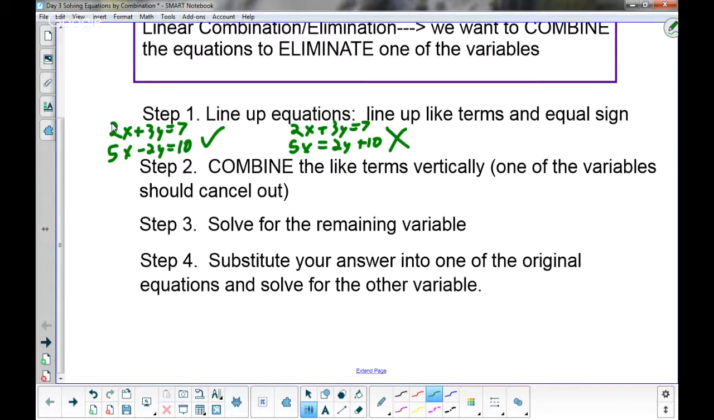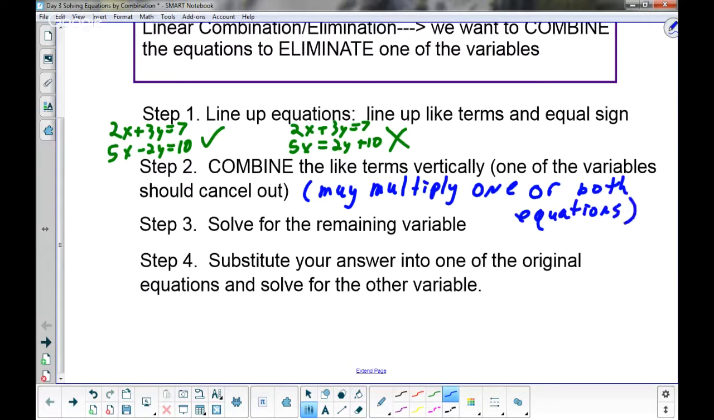Step two is we're going to combine like terms vertically. So this is why we stack them like this. We want them to be lined nicely. And what we're going to accomplish here is we're going to eliminate one of the variables, either x or y. Now, what you may have to do is multiply one or both equations to achieve the elimination, to be able to eliminate one of the variables. So we may have to multiply one or both equations. So I'm going to put that in there.